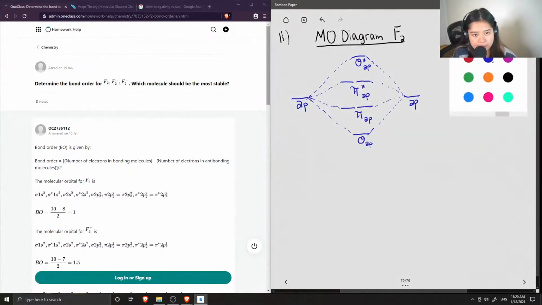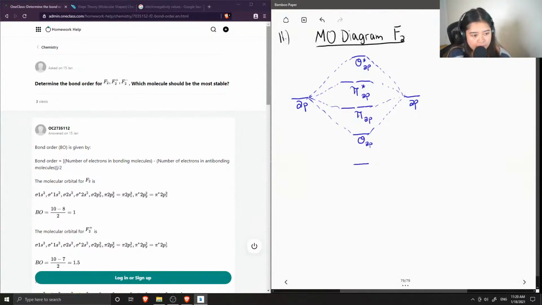Okay, so now let's do the same thing, but for the 2s orbital. So below the 2p, we write 2s. So we have the anti-bonding sigma star of 2s that is higher in energy than the sigma 2s. And again, we can show where the electrons will come from, the 2s orbitals.